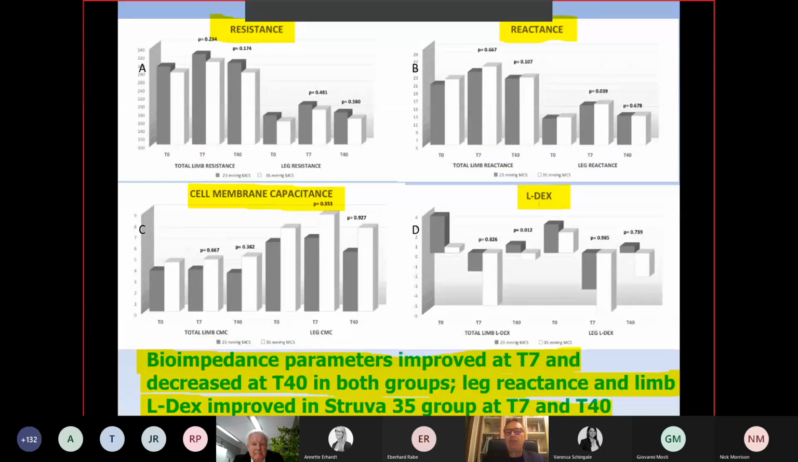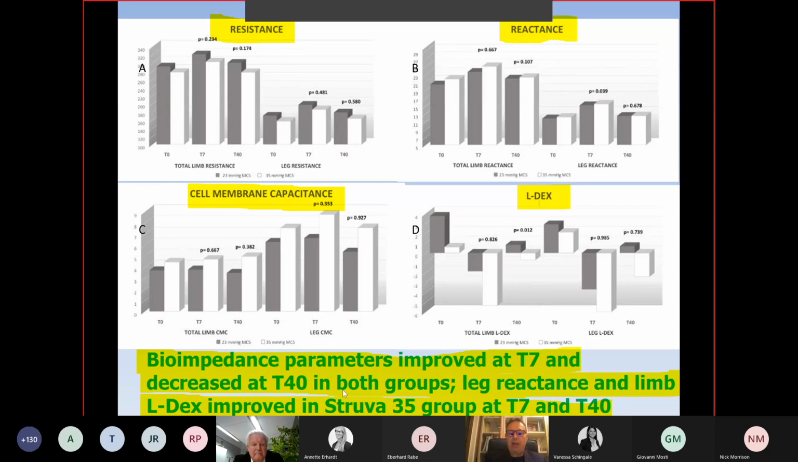This is a summarizing slide. You can see here again the main parameters of bioimpedance. To make it short, using higher compression, such as the 35 millimeter Struva 35, you had an improvement of reactance and limb LDEX, both at 7 days and at 40 days. But what was interesting was that all the parameters, resistance, that is fluid, and reactance, that is tissue, significantly improved at 7 days after the operation, and they decreased at 40 days in both groups.